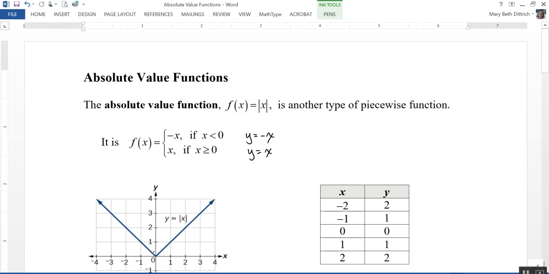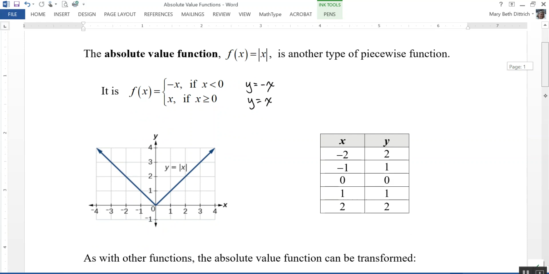Okay, and from what you're familiar with taking the absolute value of a number, so if x is negative 2, the absolute value of x is positive 2. If x is negative 1, the absolute value of negative 1 is 1, and so on. So you get this V-shaped function. It's an absolute value function, which is a good way to remember what it looks like.